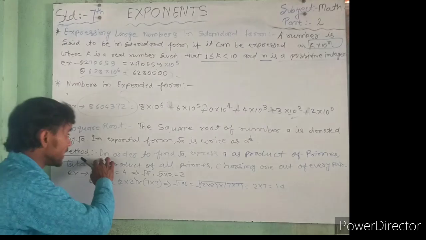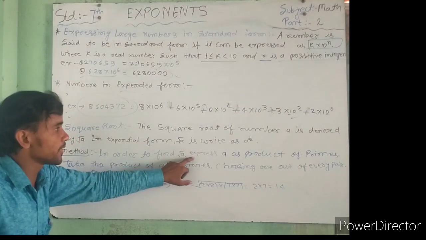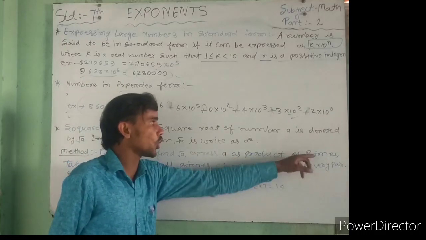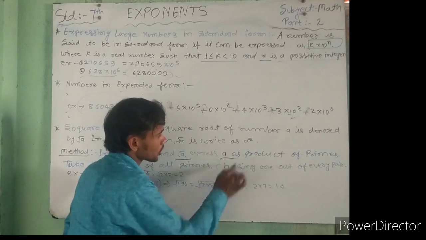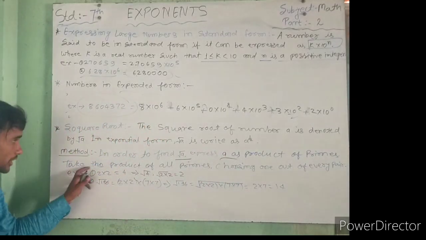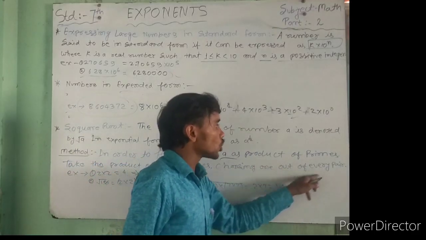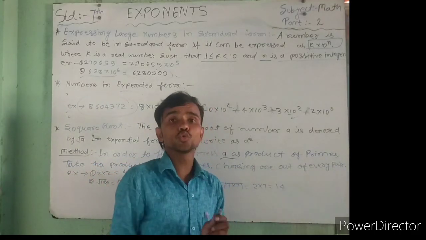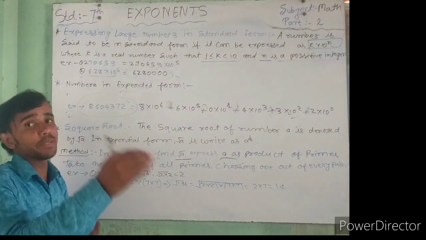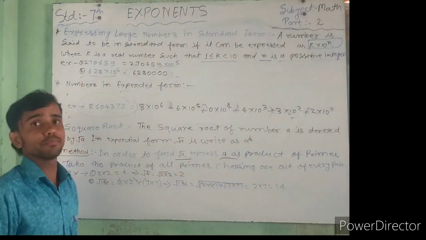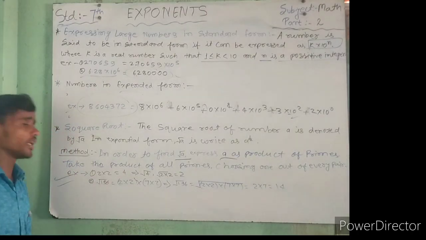So firstly you see, in order to find root under a, express a as a product of primes. Root under a, product of primes. Okay, and take the product of all primes choosing one out of every pair. It means firstly you write their product, and next you choose one from each pair of primes, and that's your square root. Okay, so you also see one example.